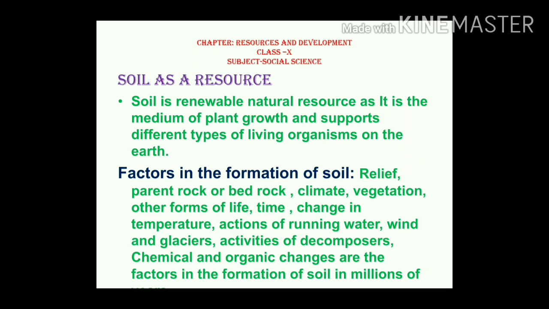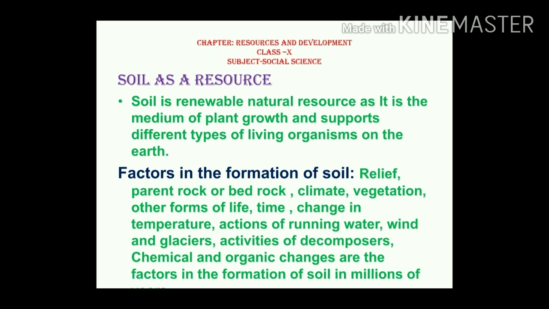It is the medium of plant growth. Why is it important? Because soil is the medium of plant growth, of all vegetation and forest life. Everything takes place in the upper layer of the soil, and it supports different types of living organisms on the earth. That is soil as a resource.